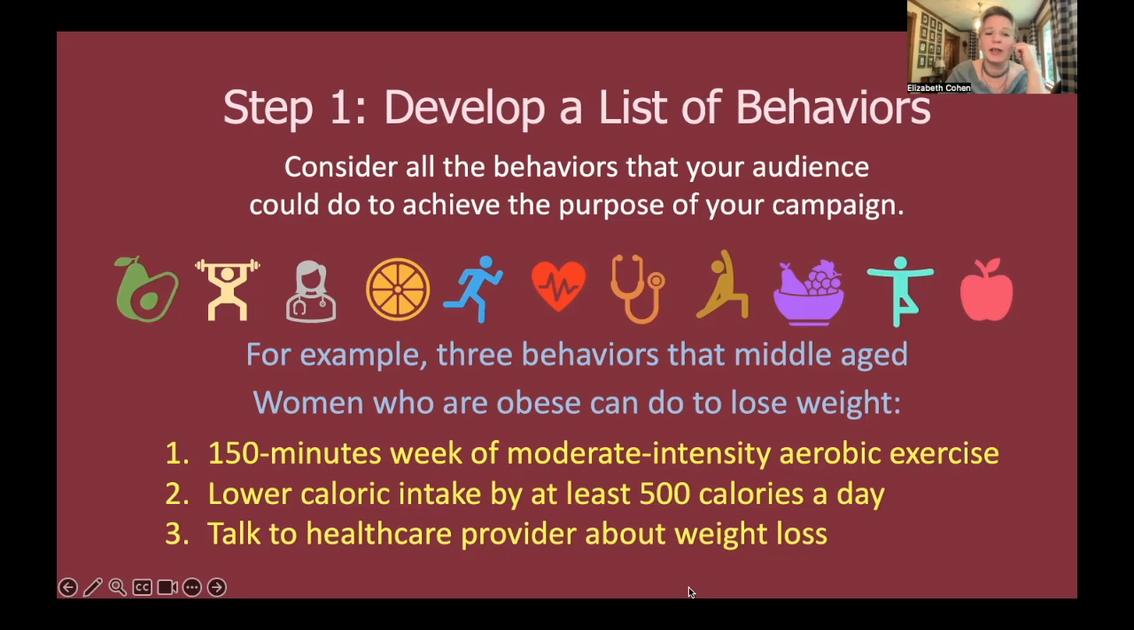If the whole point is we want middle-aged women who are obese to lose weight, to help them lose weight and be more healthy, again, that's not the best example, but here are three examples of things that could help them get towards that goal. Things they could do, behaviors. One is they could have 150 minutes a week of moderate intensity aerobic exercise, or maybe forget the exercise. Let's just have them focus on their diet. Let's say we want them to cut their caloric intake by 500 calories a day.